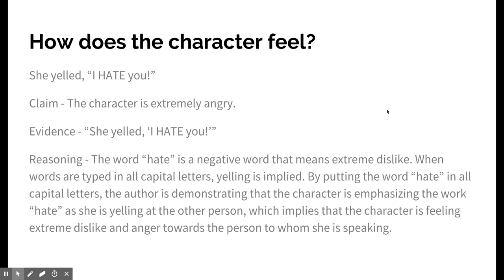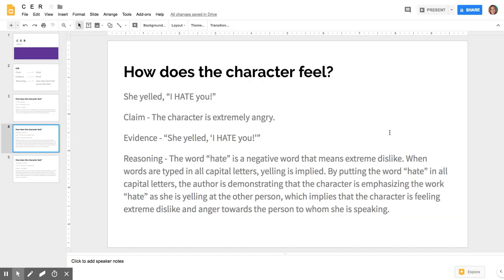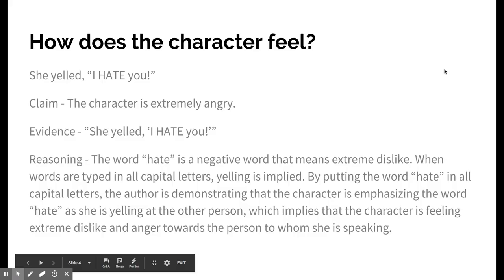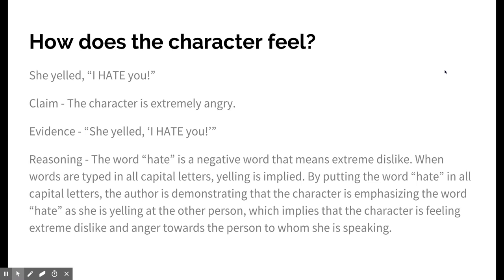And so for those of you who know that from text messages and emails and stuff, when you put everything in all caps, you're emphasizing it, you're yelling. If you didn't know that before and you've been putting everything in all caps to all your friends, you've basically been yelling at your friends all the time. By putting the word hate in all capital letters, the author is demonstrating that the character is emphasizing the word. That should be word hate. As she is, see, I have typos too. Emphasizing the word hate as she is yelling at the other person, which implies that the character is feeling extreme dislike and anger towards the person to whom she is speaking.